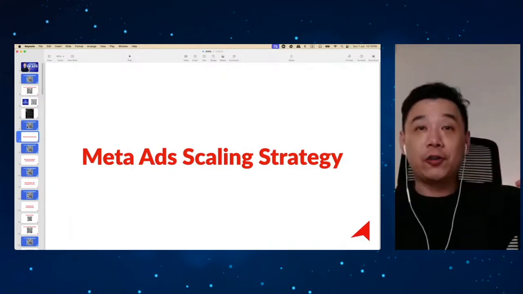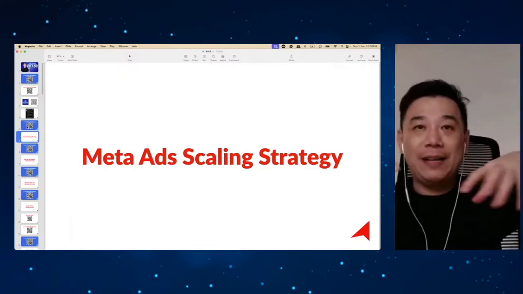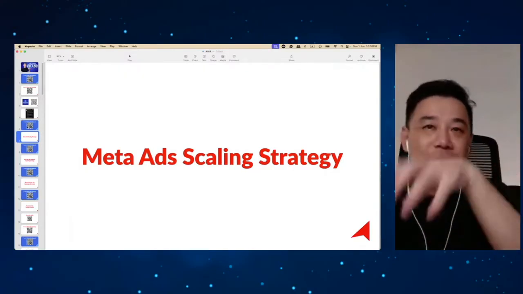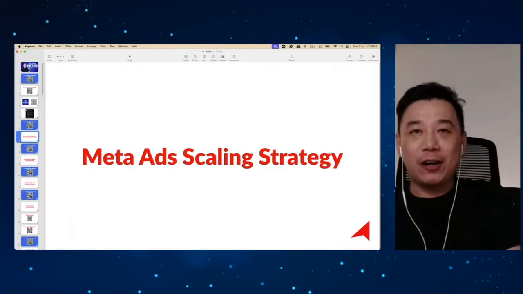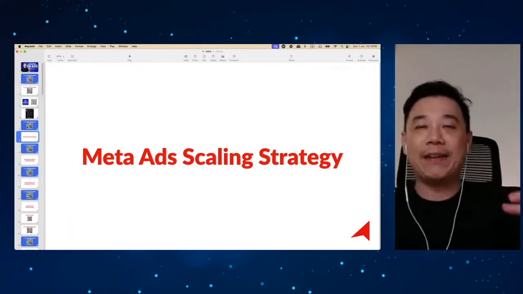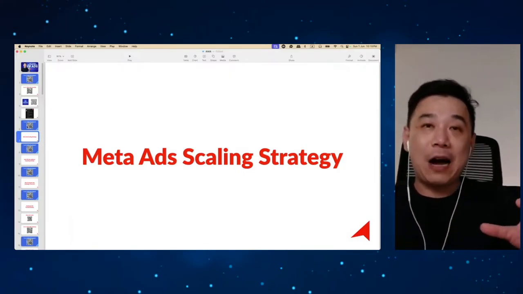But this is horizontal, whereby we build multiple of the same campaign or similar ad sets, but with different attribution. So I could have male and female. I could have different age groups. I could have one for IG, one for Facebook, but all of them carry the same creative that has been really working well for our campaign. So that's our scaling strategy.